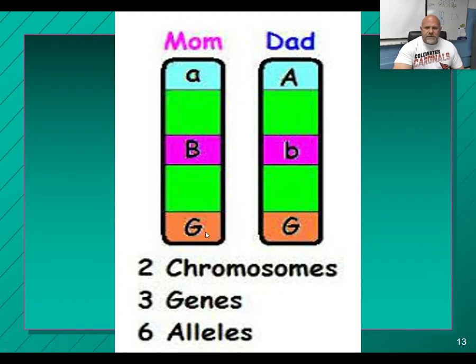And the alleles are the forms of that gene that I get from each parent. So here I get a capital A from dad and a lowercase a from mom. Capital B from mom, lowercase b from dad. And in the G case, I got a capital from both parents. So whether it's capital or lowercase, that's the form of the allele. The letter is the gene, and the chromosomes are the structure you see.